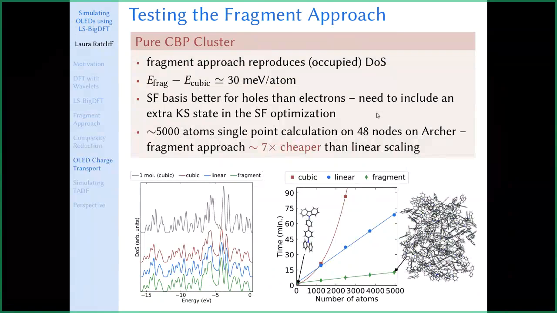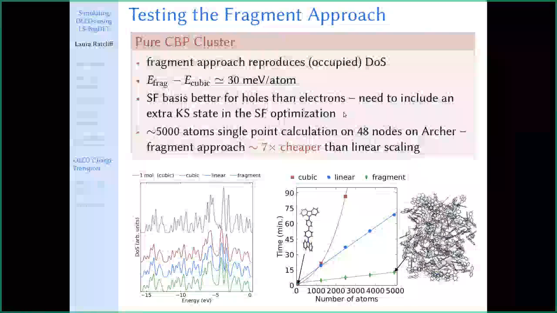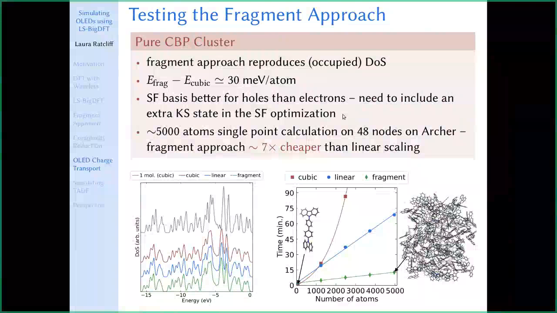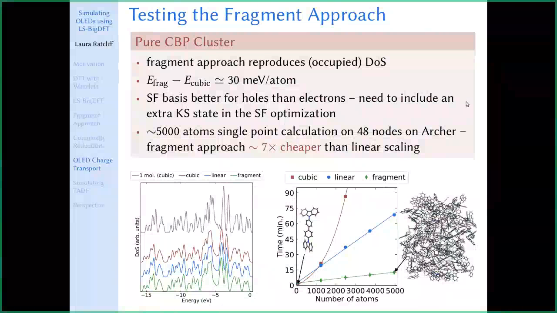One thing we do find is that if we want to calculate electron and hole transport parameters, then we need to make sure we include an extra Kohn-Sham state in the support function optimization so that we can represent the LUMO in the basis. And this is something that we can do using the direct minimization approach that I mentioned earlier.